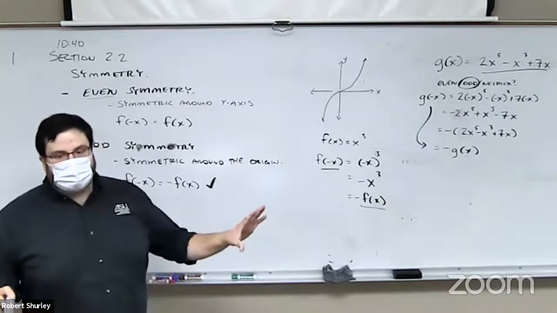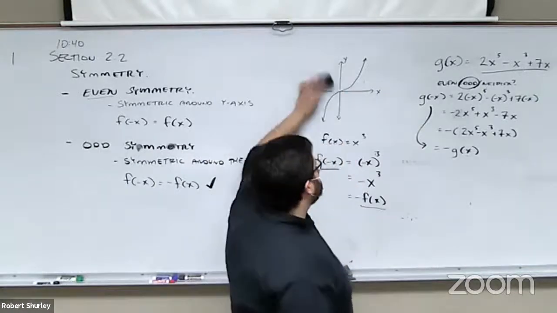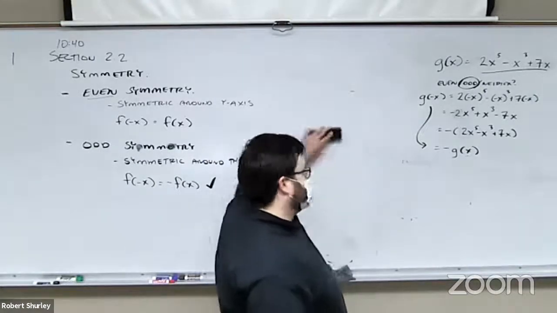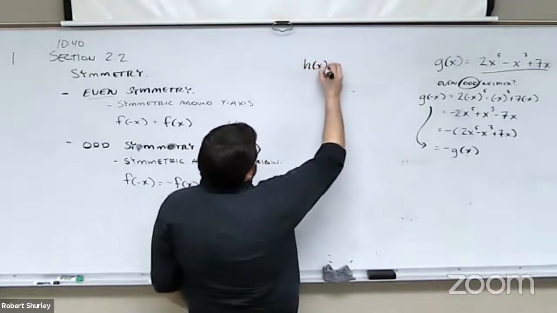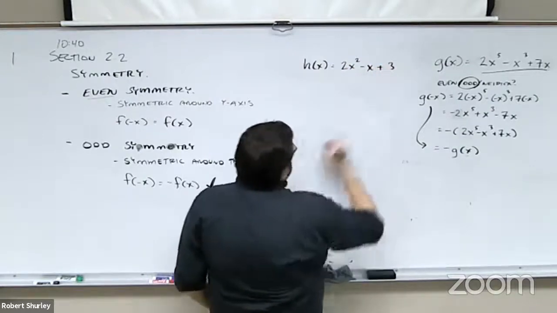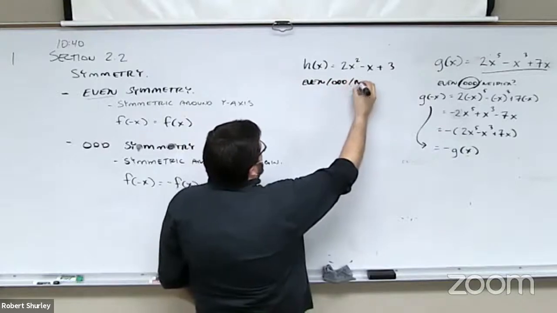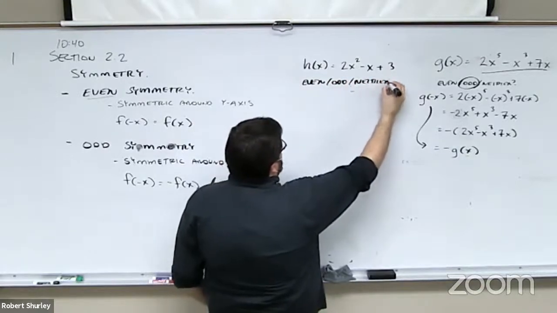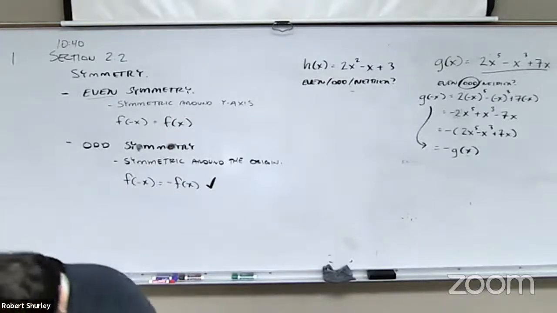Okay, question. I'm going to give you this next one and I want you to try this one on your own. We got like 2 minutes left. Okay, let's say we got h of x equals 2x squared minus x plus 3. So is it even, odd, or neither? I'm going to give you 1 minute. I'm looking at the clock. I'll give you 1 minute to try.